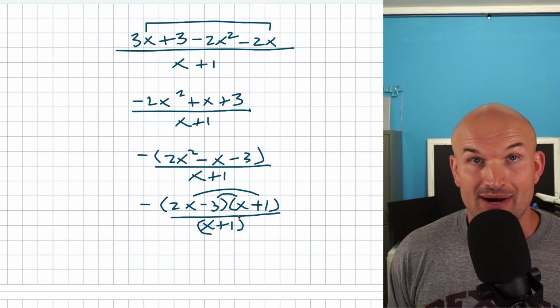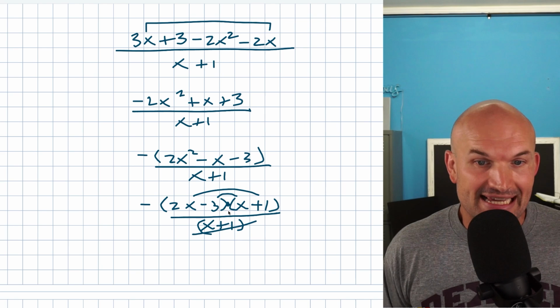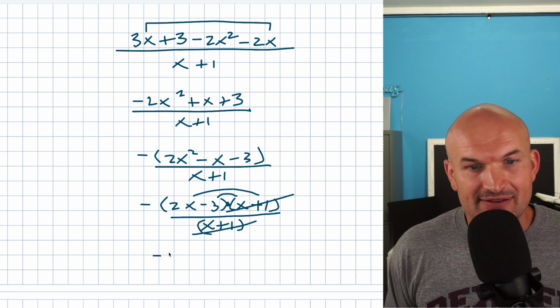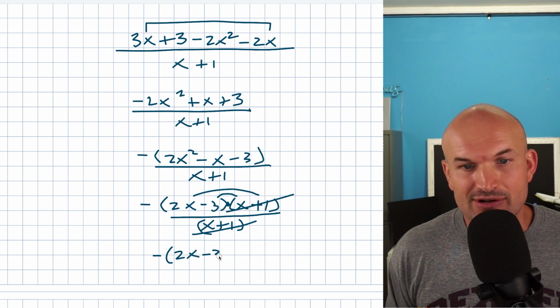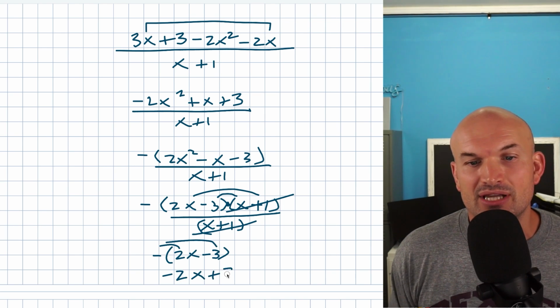And now what I want you to recognize is, because I factored it, these are separated by multiplication. These are now going to divide out. That's now going to leave us with a 2 times an x minus 3, which can be simplified to a final answer of a negative 2x plus 3.